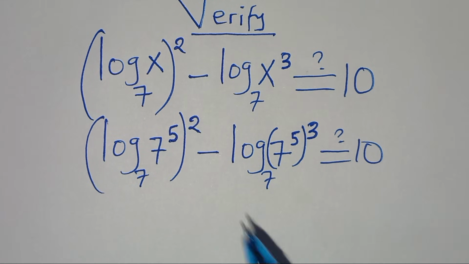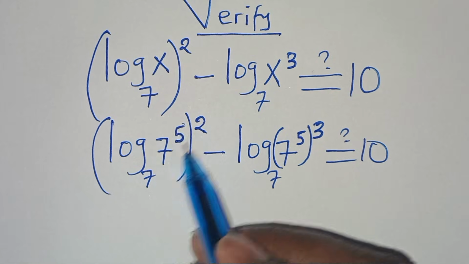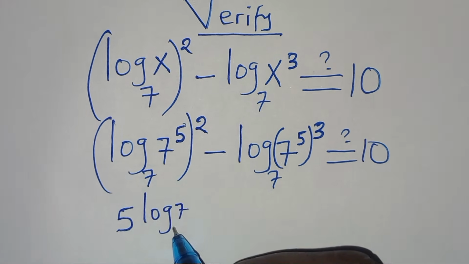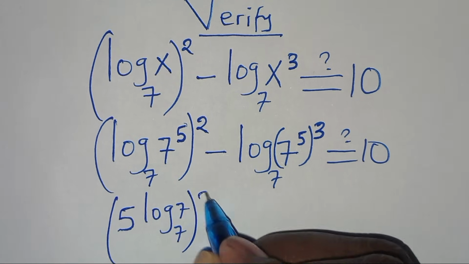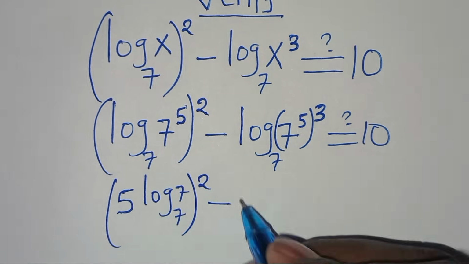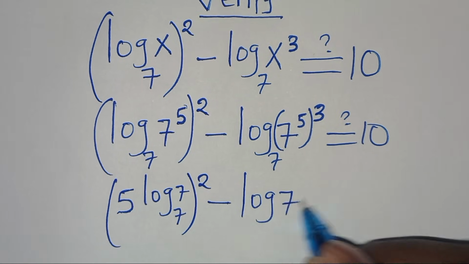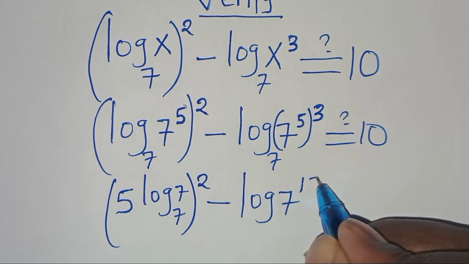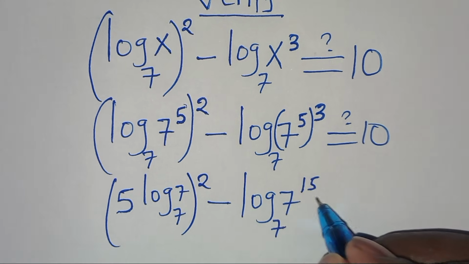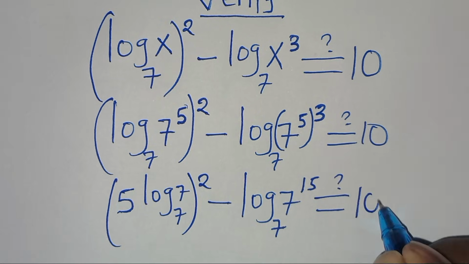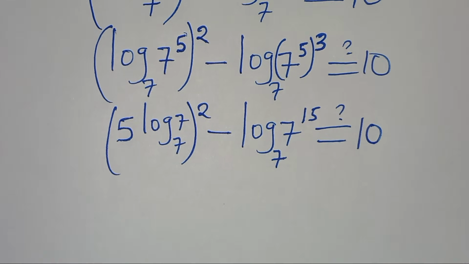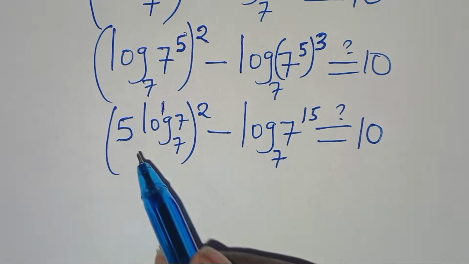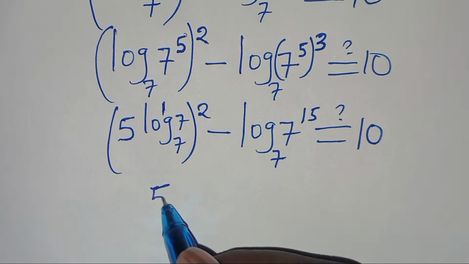Okay, so we have that 5 is a power here, so we can express this as 5 log 7 to base 7, then raised to the power of 2, minus log of 7 to the power of 5 times 3, which is 15, to base 7. This is supposed to give us a value of 10. So we have that log 7 to base 7 is the same thing as 1. So we have 5 times 1. This is equal to 5.